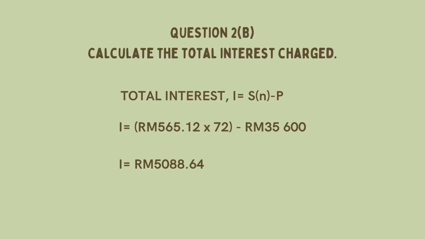For question B, calculate the total interest charge. The formula for total interest is I = Sn - P. Since we have calculated the monthly payment, we can add it into our formula for total interest, which is I = 565 ringgit and 12 cents multiplied by 72, as we have stated in the previous answer, n is equal to 72, minus 35,600 ringgit. The final answer will be 5,088 ringgit and 64 cents.